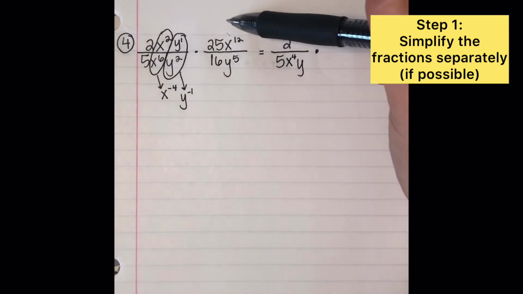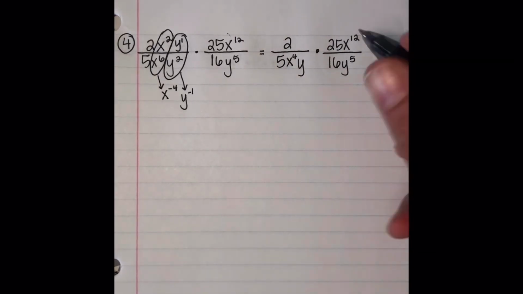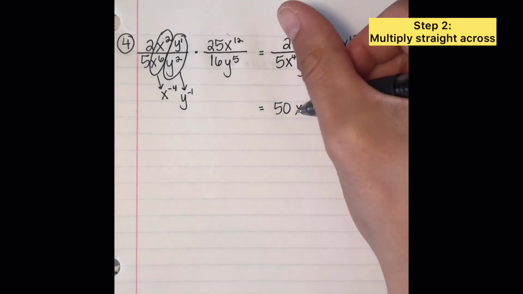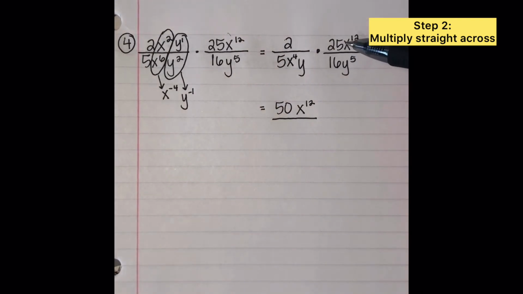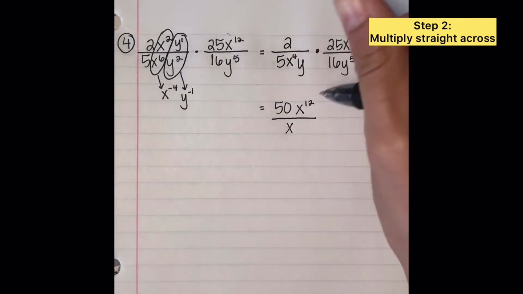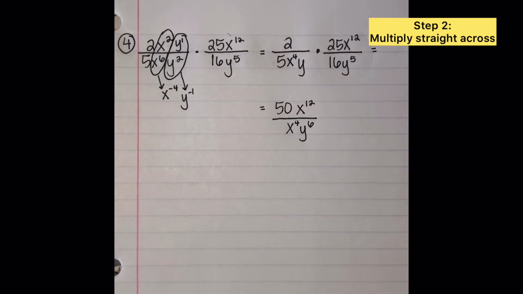Times, there's nothing about this fraction that simplifies, so let's just rewrite it. 25x to the 12th over 16y to the 5th. And then we'll just multiply straight across. So 2 times 25 is 50, x to the 12th over 5 times 16, which I don't know off the top of my head. But let's go ahead and do x to the 4th, y to the 6th. 16 times 5 is 80.